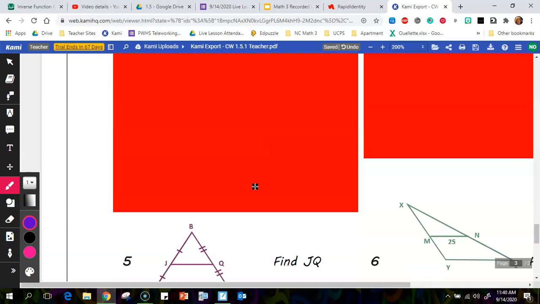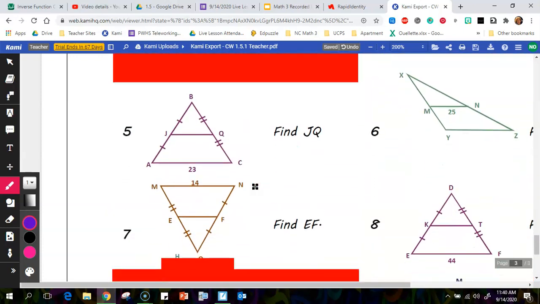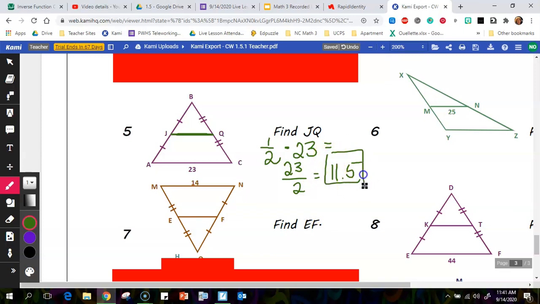All right, let's look at number 5. Number 5 is asking us to find JQ. These are kind of weird the way they're arranged on this page, so just be careful that you're looking at the right figure. So JQ is right here. That's a mid-segment. So we know that a mid-segment is 1/2 of the line segment that it's parallel to. So 1/2 of 23 is the same thing as 23 divided by 2. That is going to be 11.5. You can put 11.5 or 11 and a half.